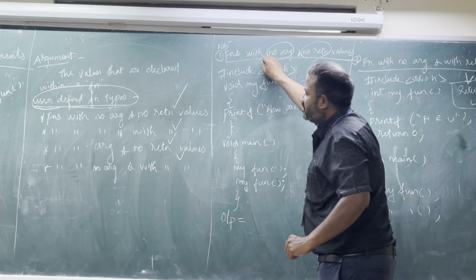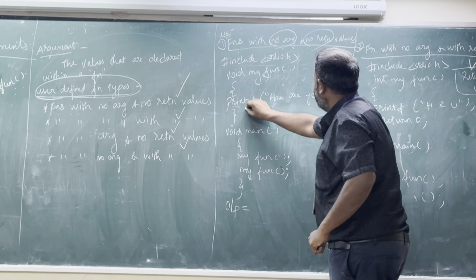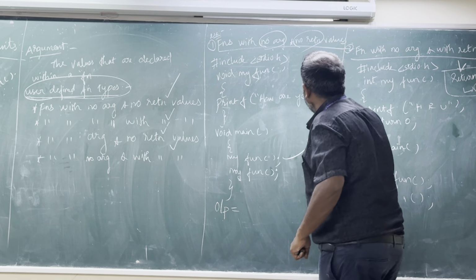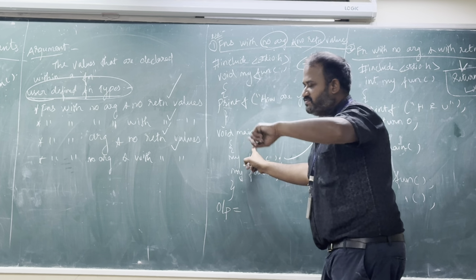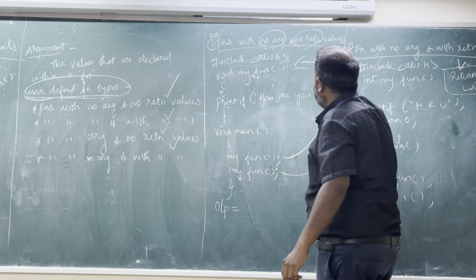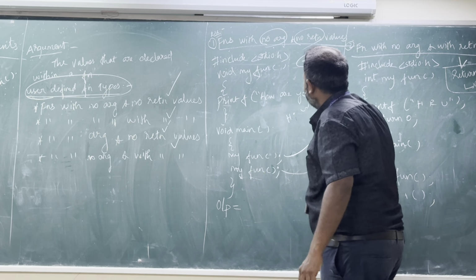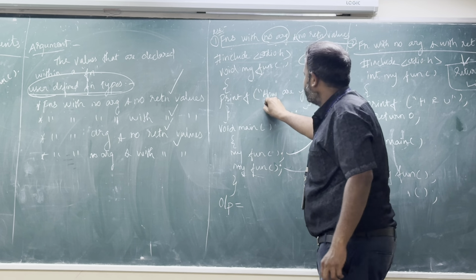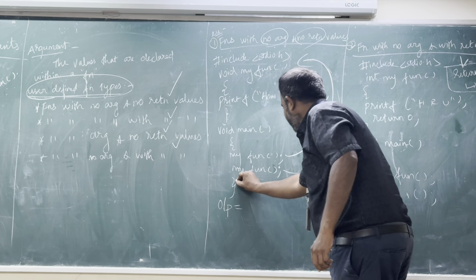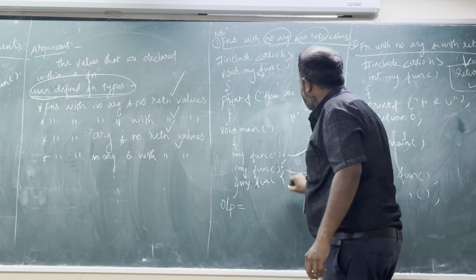Functions with no arguments and no return values. So include void my function, printf how are you. I am calling this function. This same program I have done in the previous class. If I call this function, what is your output here? First it will print how are you. Again, if I call this function, it goes to my function and prints the printf values, so it will again print how are you. If I put my fun again, it will go to the main function again. It will print how are you 3 times. So this is with no argument, no return values.